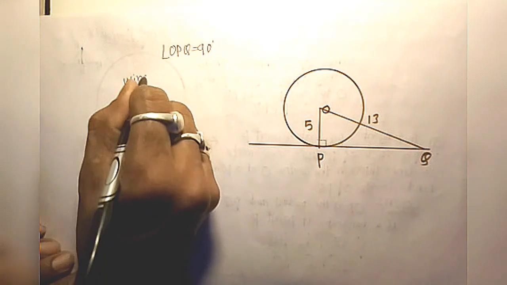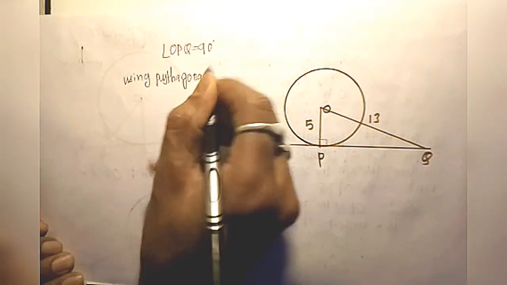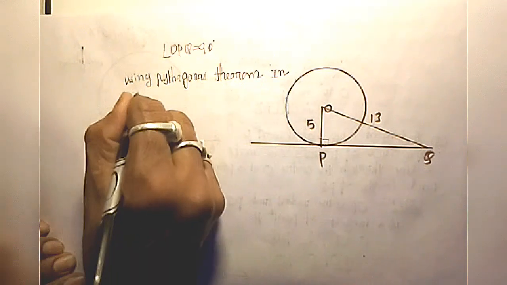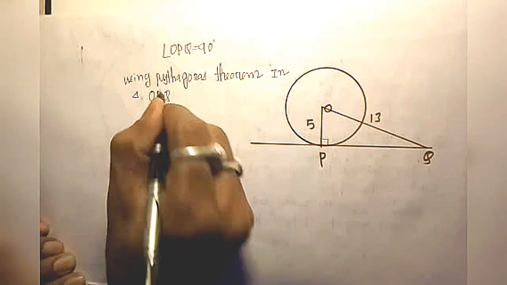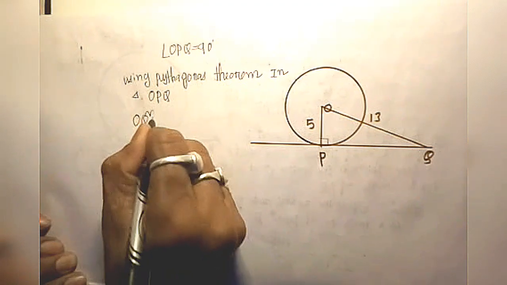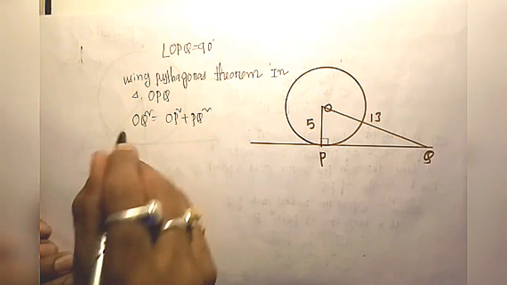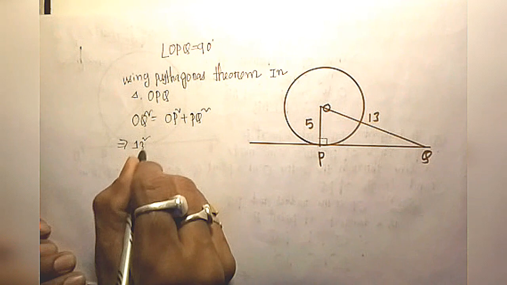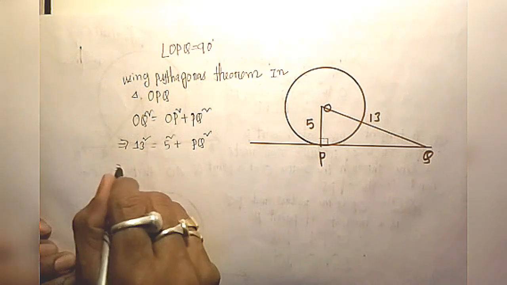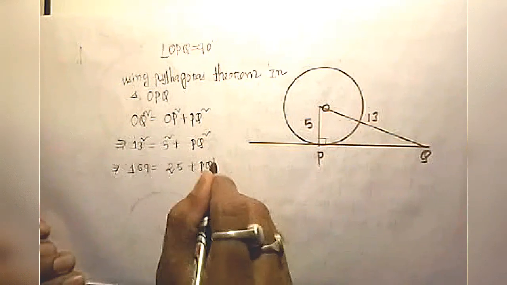If angle OPQ equals 90 degrees, we can use the Pythagoras theorem in triangle OPQ. So OQ square equals OP square plus PQ square. This implies 13 square equals 5 square plus PQ square. 13 square is 169, which equals 25 plus PQ square.